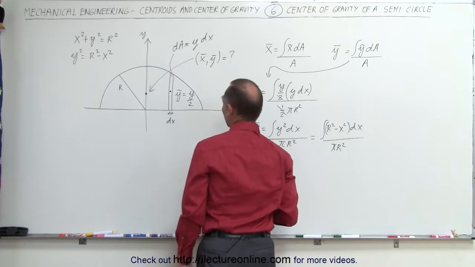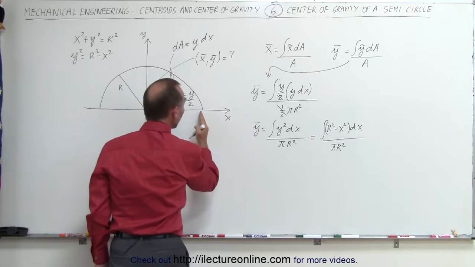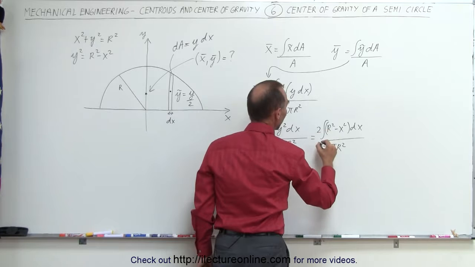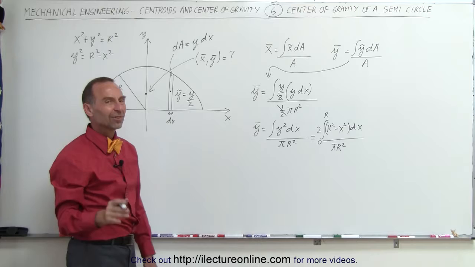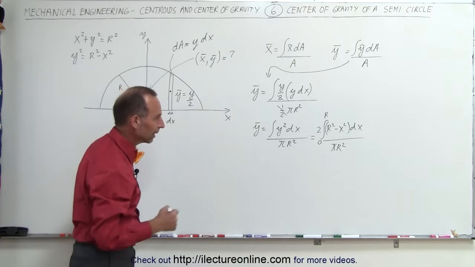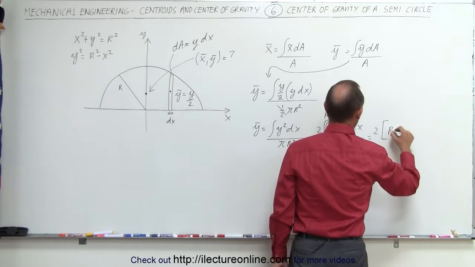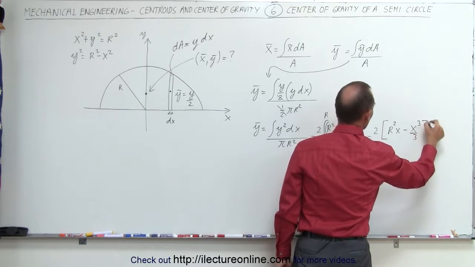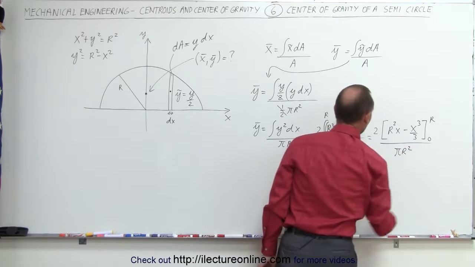Of course, the integral is going to go from minus r to plus r, or I can take it twice going from 0 to r. So I can multiply this times 2 and integrate from 0 to r instead of just integrating from negative r to r. I always like to have a 0 in the limits if possible. All right, let's integrate this. So this is equal to 2 times r squared x minus x cubed over 3. The limits are from 0 to r, and divide the whole thing by pi r squared.